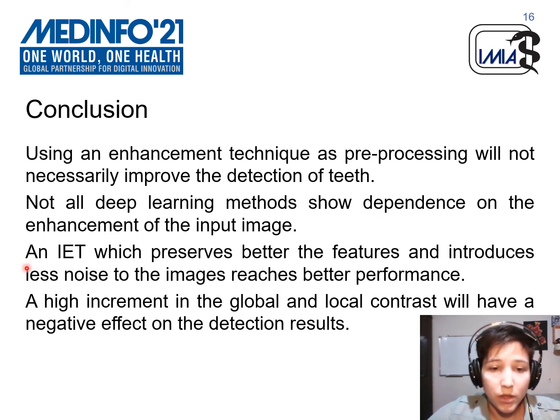An IET which better preserves the features and introduces the least noise possible to the images will tend to reach better performance. And a high increment in the global and local contrast will have a negative effect on the detection results. An example of this is what happened with the BBHE technique. And in contrast, if the increment in the global contrast is small, as it is with the QHELC technique, this will be beneficial for the detection results.